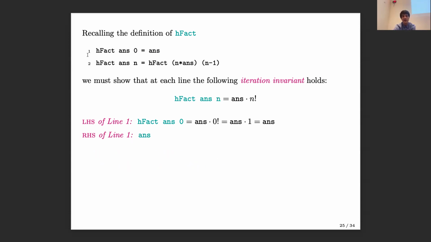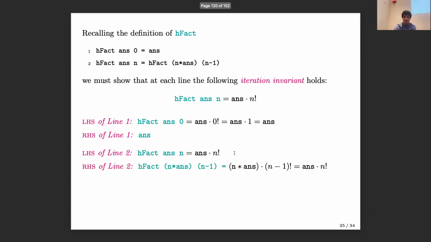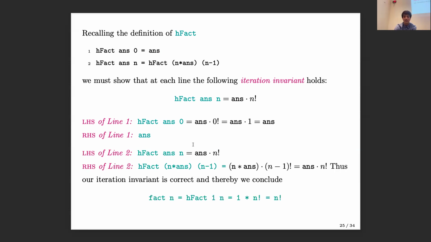Yeah? Let's verify that it's true at line 2. The left-hand side of line 2 is this. According to my iteration invariant that I claim, it's equal to this, which is as far as I can take it. So now let's look at the other side. What's the right-hand side of 2? Well, it's h factorial of n times answer and n minus 1, which I claim is equal to this iteration invariant. So n times answer times n minus 1 factorial, which is equal to answer times n factorial, because I just moved that n into here. Is left-hand side equal to right-hand side? Yes. So our iteration invariant is correct.